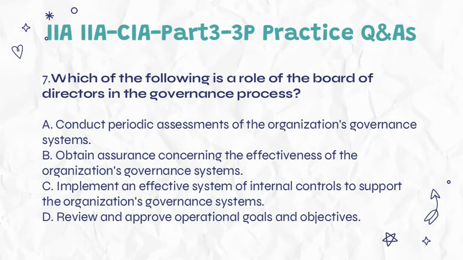7. Which of the following is a role of the Board of Directors in the governance process? A. Conduct periodic assessments of the organization's governance systems. B. Obtain assurance concerning the effectiveness of the organization's governance systems. C. Implement an effective system of internal controls to support the organization's governance systems. D. Review and approve operational goals and objectives.